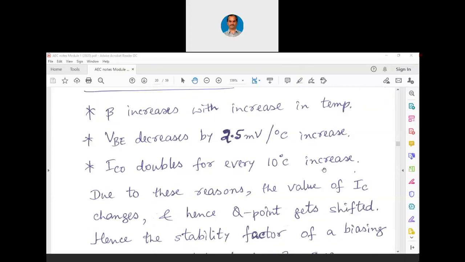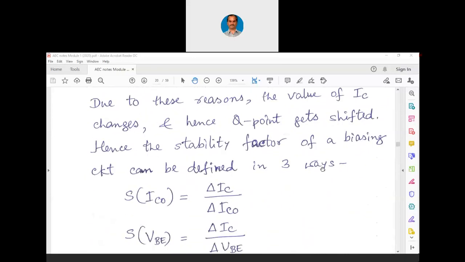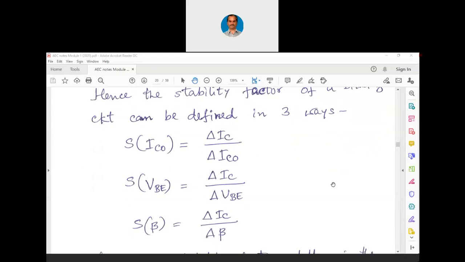Let me continue now. Due to these reasons, the value of IC changes, the collector current changes, and hence the Q point gets shifted. When the collector current changes, naturally ICRC changes. If ICRC changes, even VCE also changes. Therefore, the stability factor of a biasing circuit can be defined in three ways.